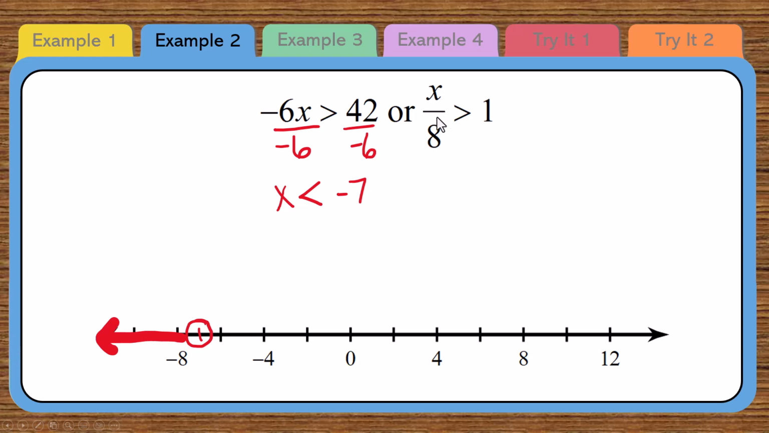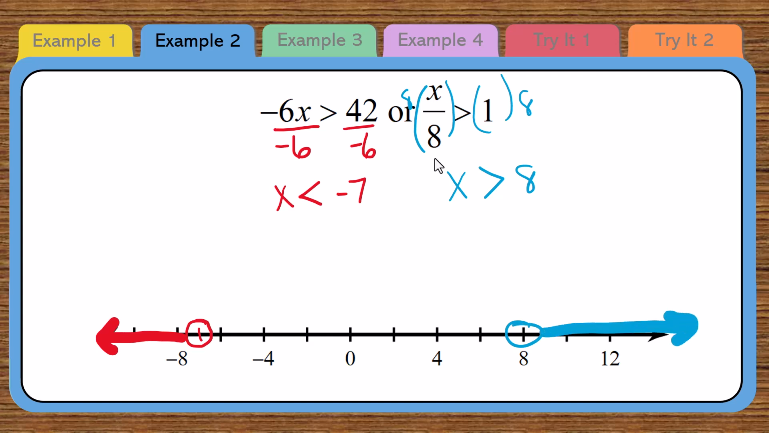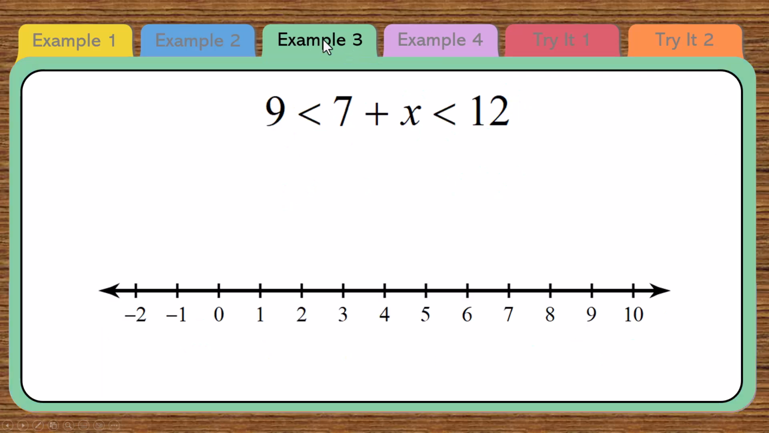Now we move over to the other side. X is being divided by a +8, so we're going to undo that by multiplying. And because it's a positive number when I multiply, I do not need to flip the signs. So our answer is x is greater than 8, and that is what the picture looks like. Example 3. Oh, these are my favorite.